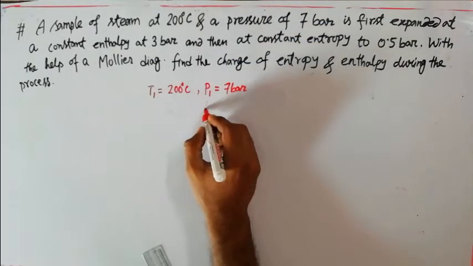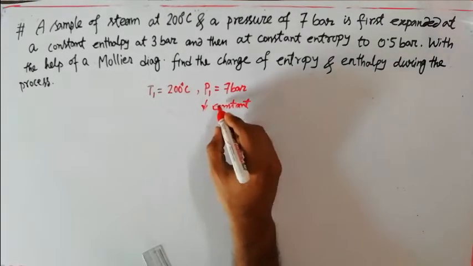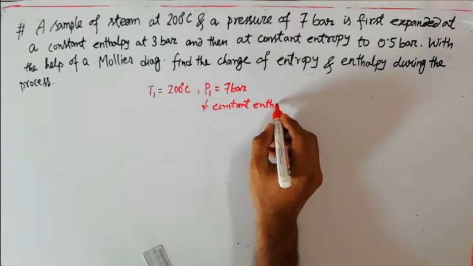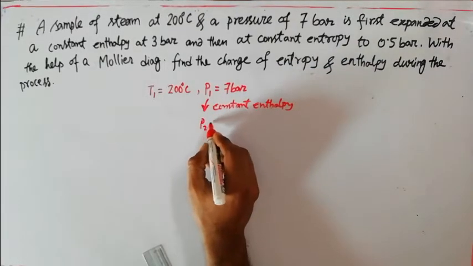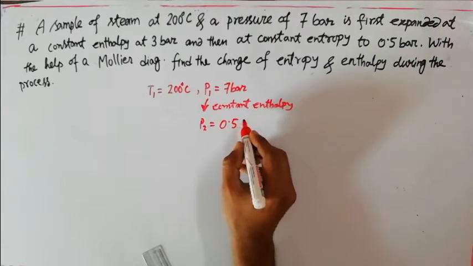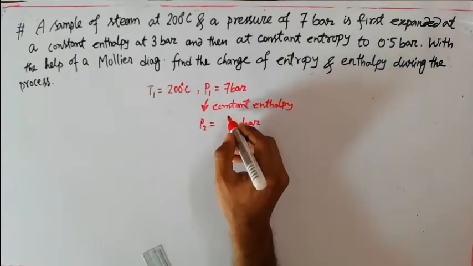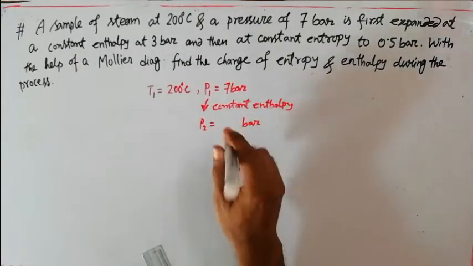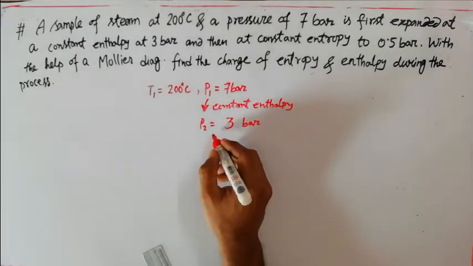So then it is being expanded following the constant enthalpy process. It is being expanded up to 0.5 bar. You can see the pressure is being reduced. Oh sorry, it is not 0.5 bar, it is 3 bar. So the pressure is being reduced from 7 bar to 3 bar. Obviously it's an expansion process, so the volume will increase. Okay, so that is state point 2.